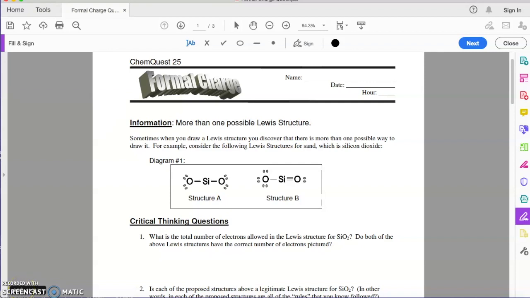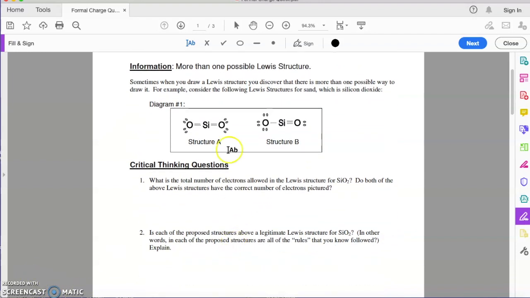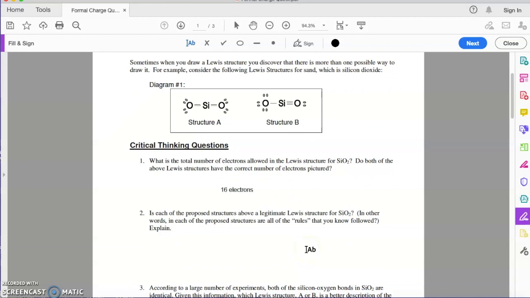All right, so we can draw Lewis structures, and then what some of you are finding as you're drawing Lewis structures is there's more than one way to make it work. So let's say we have silicon dioxide, which you see here in this diagram, and structure A and structure B, if you count all the electrons, 2, 4, 6, 8, 10, 12, 14, 16, 2, 4, 6, 8, 10, 12, 14, 16, all have 16 electrons, all right? So they're accurate. They have the correct number of electrons.